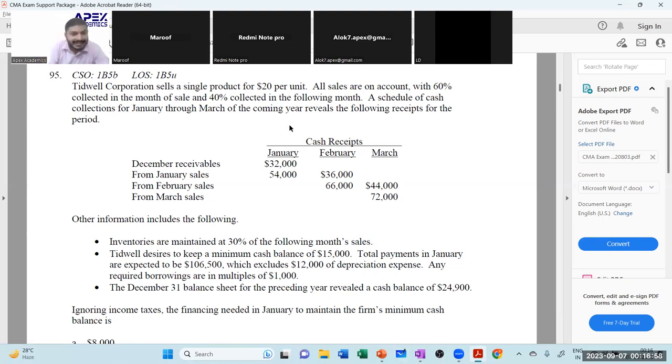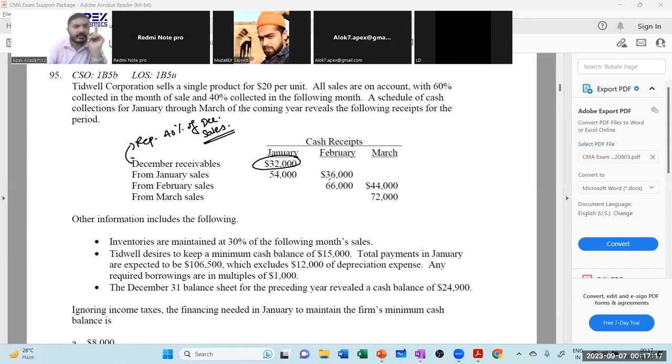Yes. This 32,000 of December represents 40% of December sales. Yes or no?